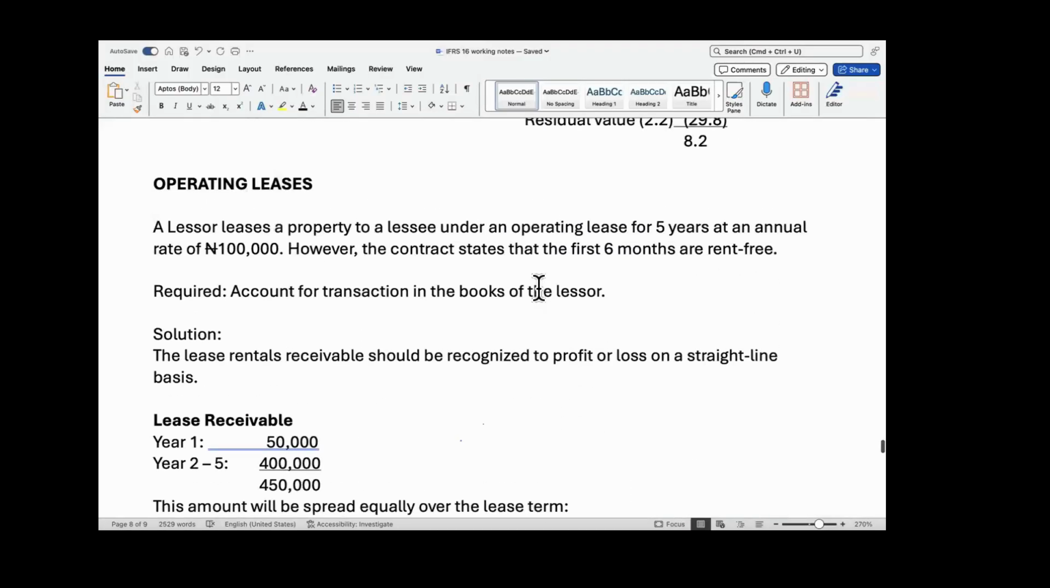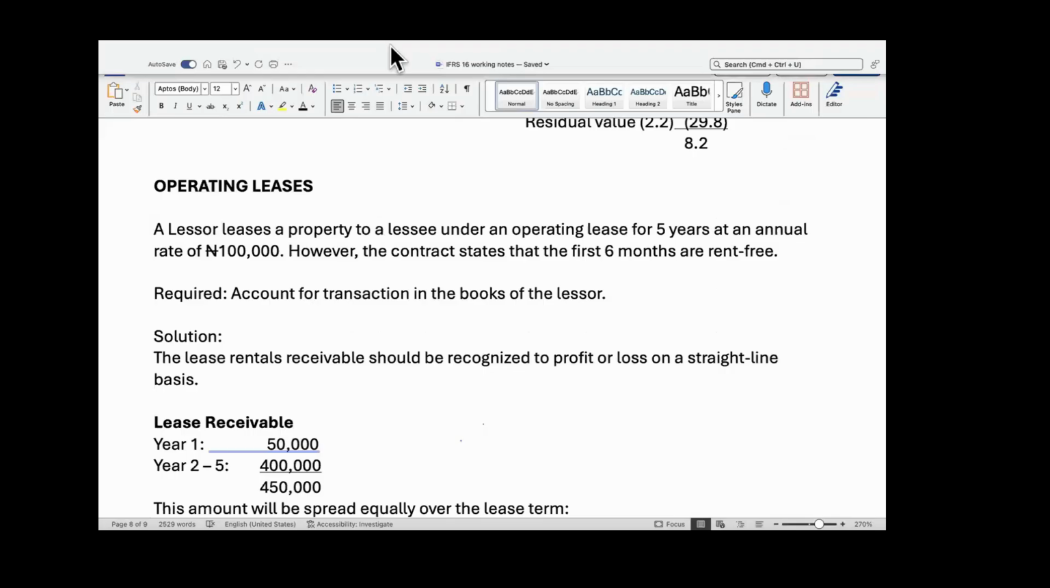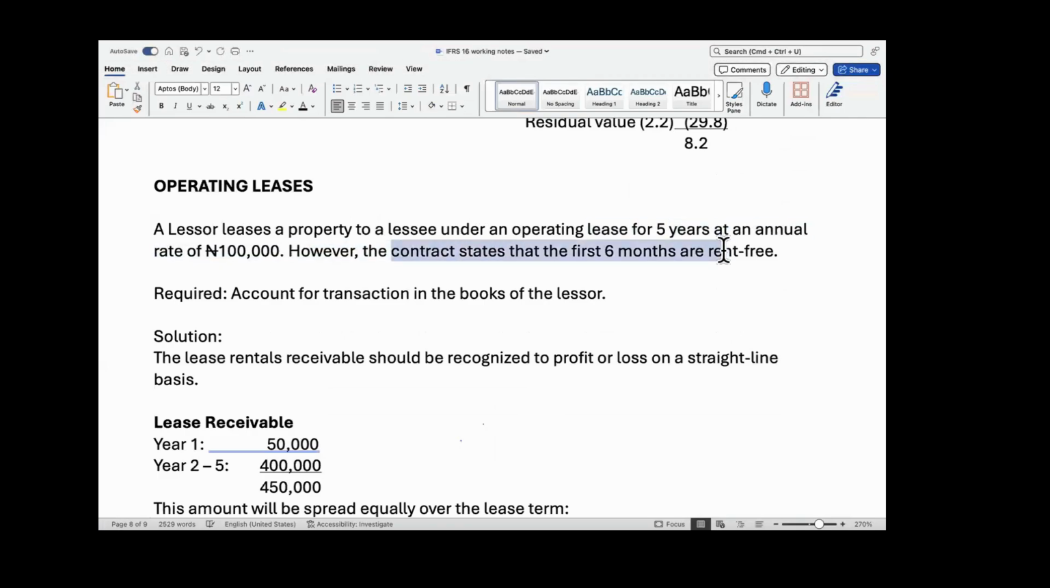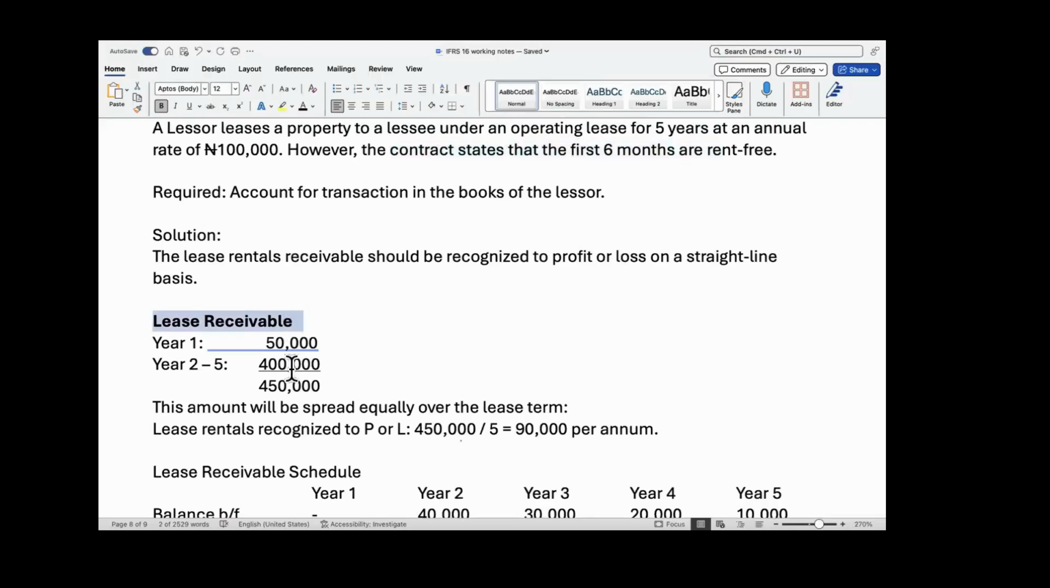Okay, so all this is just showing us is that for operating lease, the question will be structured in this manner where they would ensure that equal amounts of payment is not what you will get. They can tell you there is a rent-free period or there is an incentive, something like that. So the first task you need to do is to determine the lease receivable. How much am I expecting over the lease term? Whatever the amount is, just spread it equally over the lease term. This gives us 90,000.